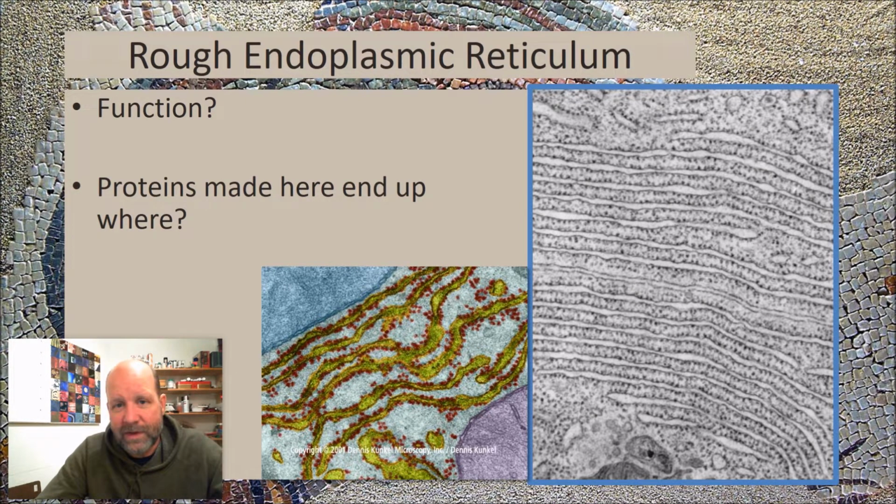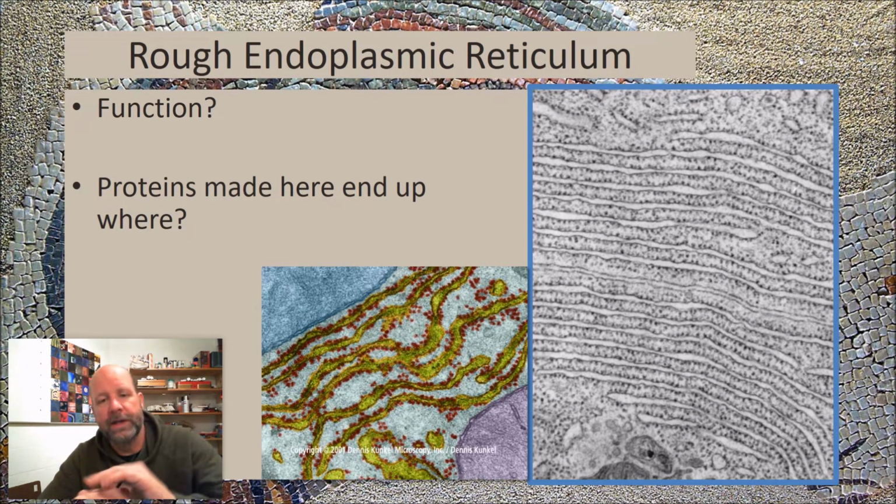So the proteins that are made in the rough ER, those end up either secreted outside the cell or embedded in the cell membrane. This is where that starts. The ribosome is going to grab the mRNA. It's going to assemble the first few amino acids into a polypeptide.